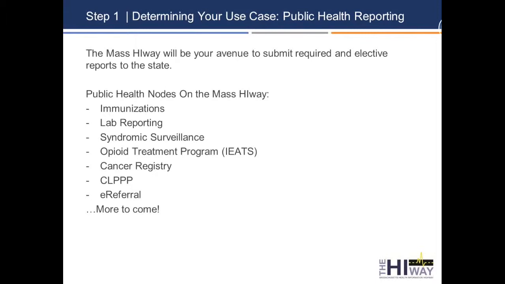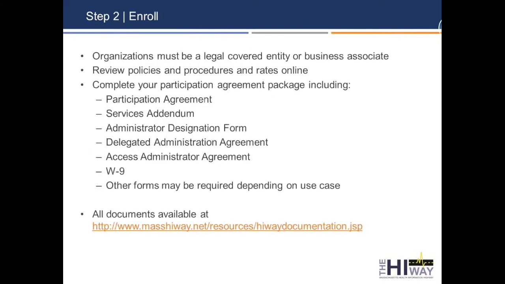So the first step in the onboarding process is going to be determining which organizations you're required to submit to, and that you'd like to submit to. Once we have determined that, we're going to move to an enrollment phase. In the enrollment phase, each organization must be a legal covered entity or a business associate. We will review the policies and the procedures with you, and you can review the rates online as well.